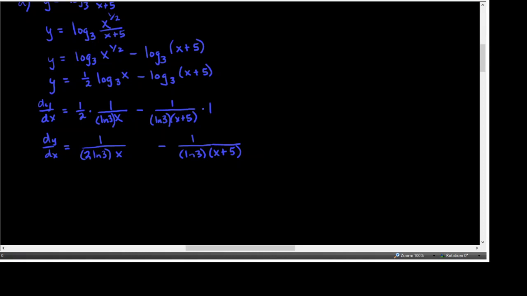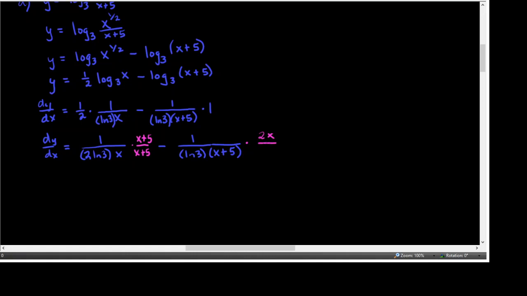So to add fractions, we need a common denominator. The denominator on the left has 2 natural log 3 and x in it. It does not have the x plus 5, so I need to introduce the x plus 5 into that denominator by multiplying that fraction by x plus 5 over x plus 5. The second fraction doesn't have the 2, so I'm going to introduce the 2. It doesn't have the x, so I'm going to have to introduce the x. And it does have the ln of 3 and the x plus 5 already.